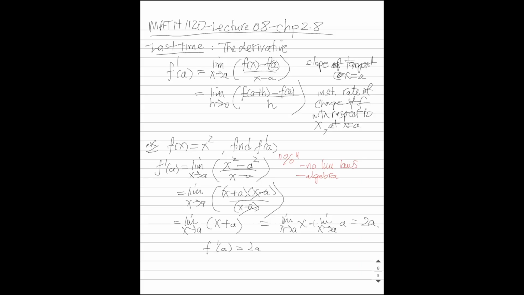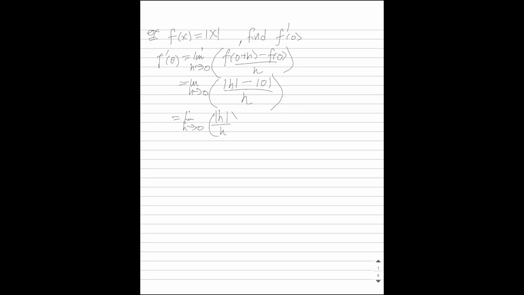Another option here would be to say, okay, if the function f(x) is the absolute value of x, let's find the particular value f'(0). So I'll do this using the second form. f(0 plus h) minus f(0) over h. You'd get the absolute value of h minus the absolute value of 0 over h. And so this would end up giving you the limit as h approaches 0 of the absolute value of h over h. And this is now a 0 over 0 limit, so no limit laws, but you have to do some algebra.